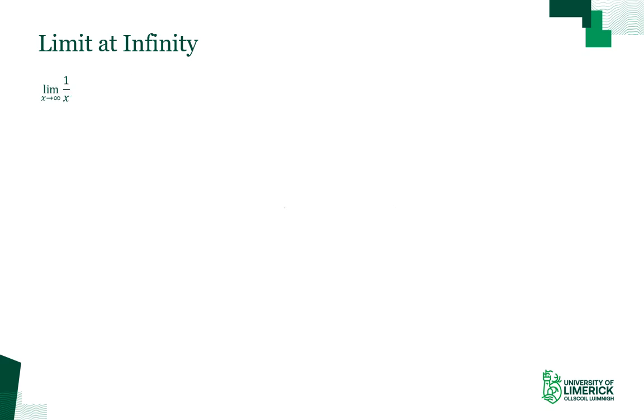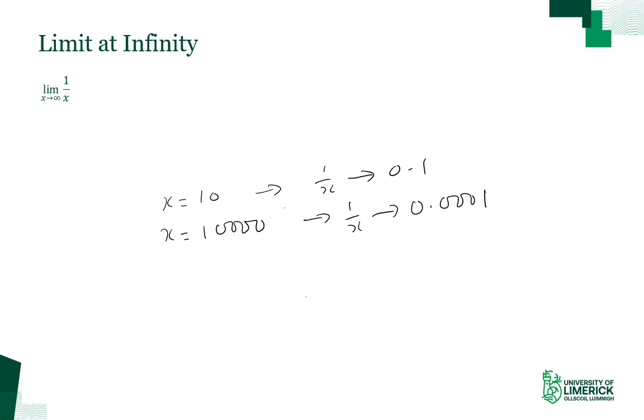Another example is the limit as x tends to infinity of 1 over x. Here we can also try putting in some large numbers. Let x be 10, not much larger to start with. Then 1 over x is 0.1. If we make x larger, maybe 10,000, then 1 over x will be 0.0001. So you can see 1 over x is tending to 0.